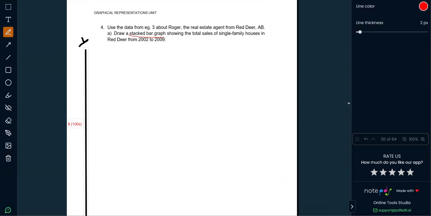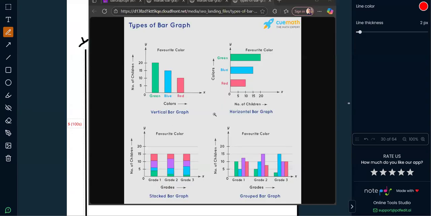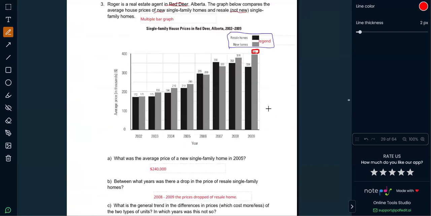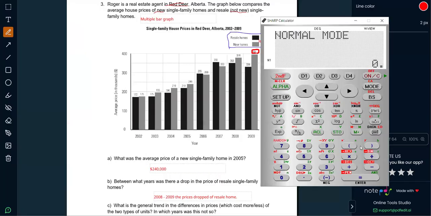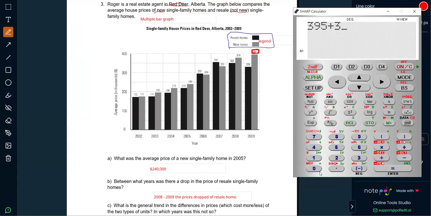No. Remember, in a stacked graph, I've added these up. So if I'm adding, let's say 2009, this is 395 plus 330. Oh, I need actually 725. Let's just make sure that is actually the highest though. So I need to go at least to 725.